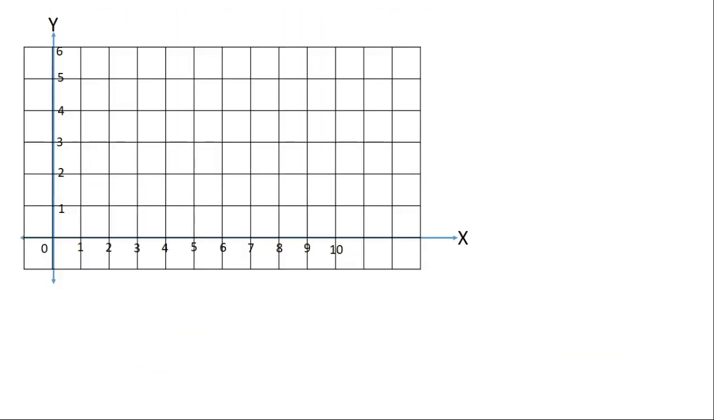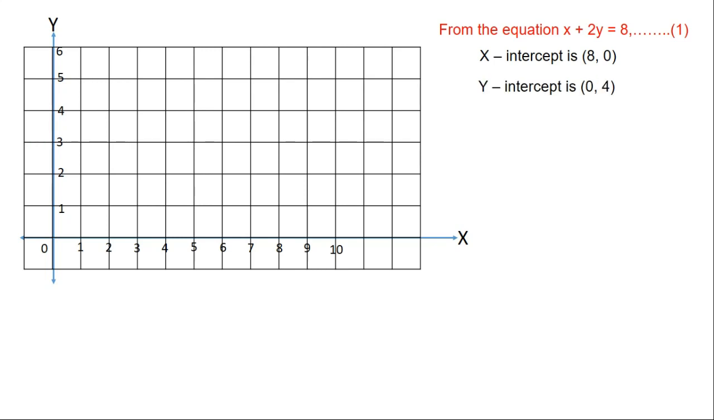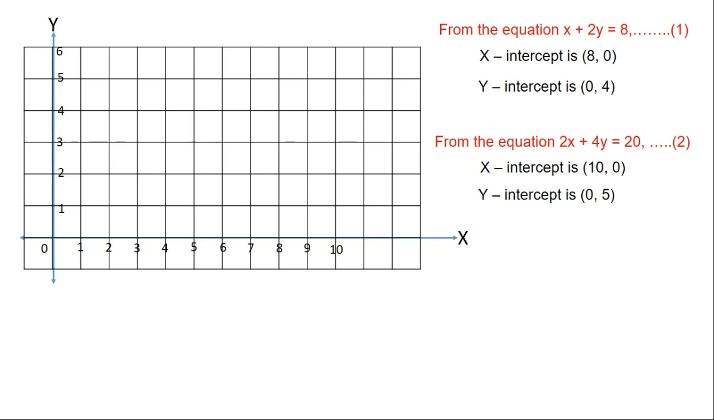Let us have this shown on the coordinate plane. Remember, for equation 1, x plus 2y equals 8, the x-intercept is (8, 0), and the y-intercept is (0, 4). From equation number 2, which is 2x plus 4y equals 20, the x-intercept is (10, 0), and the y-intercept is (0, 5). Let us plot equation number 1 on the coordinate plane.